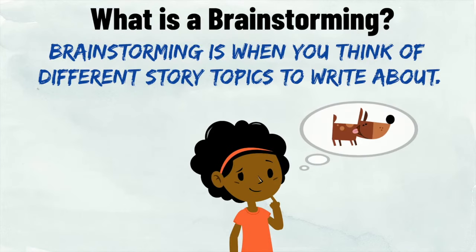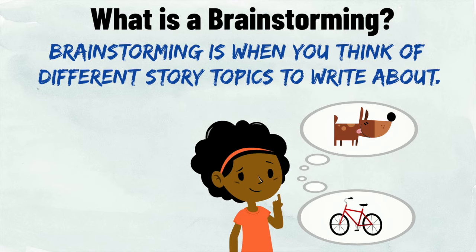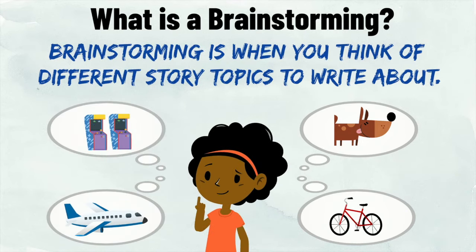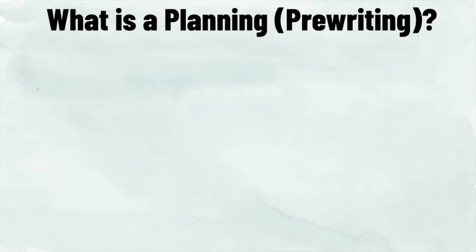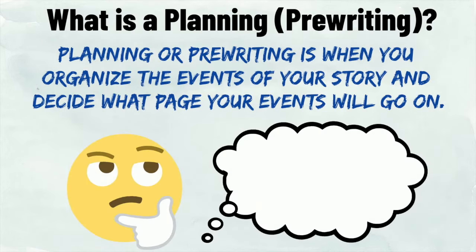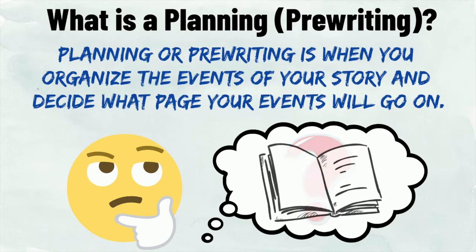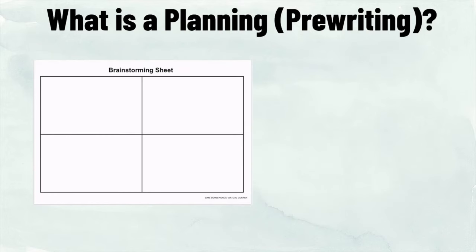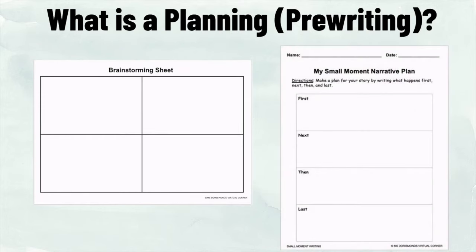Brainstorming is when you think of different story topics to write about. Brainstorming can help writers come up with lots of ideas that they can choose from. Planning or pre-writing is when you organize the events of your story and decide what page your events will go on. Some writers may use graphic organizers while others may use outlines.